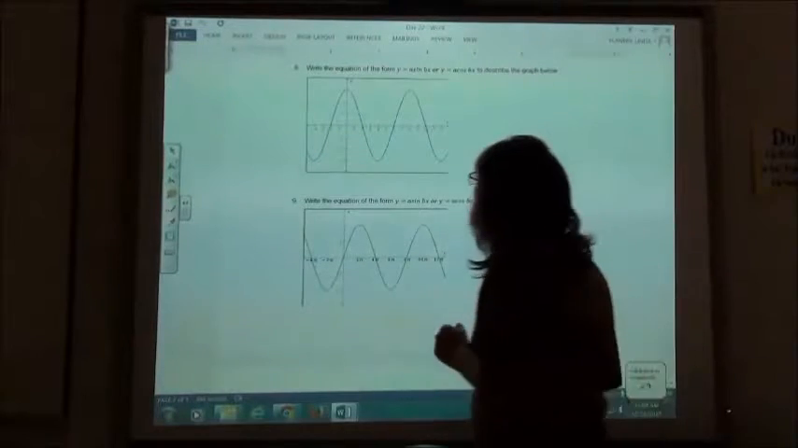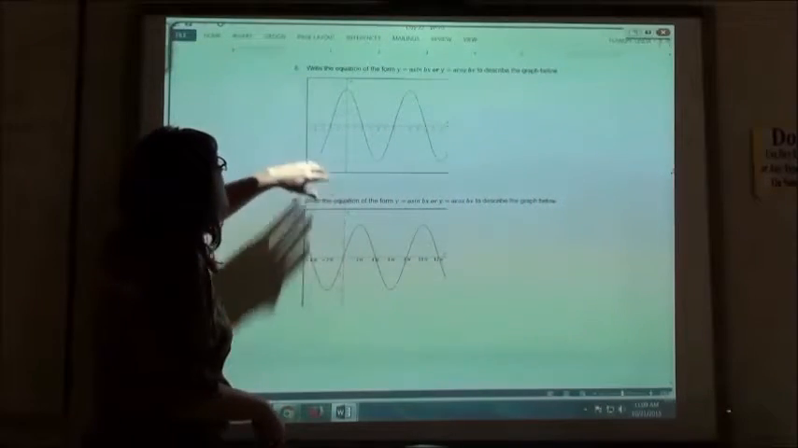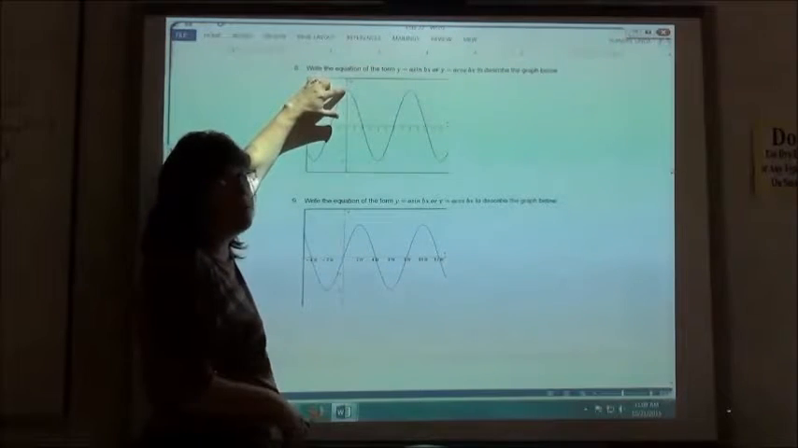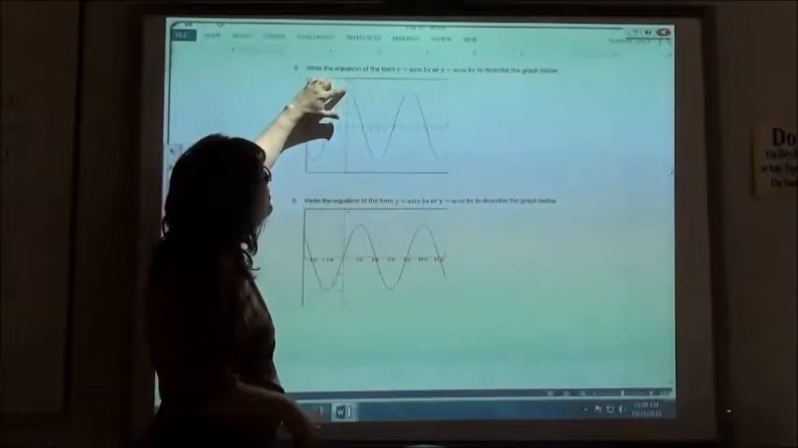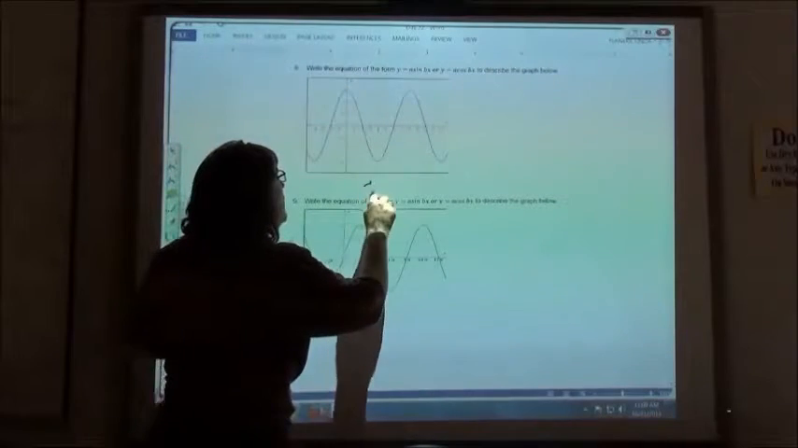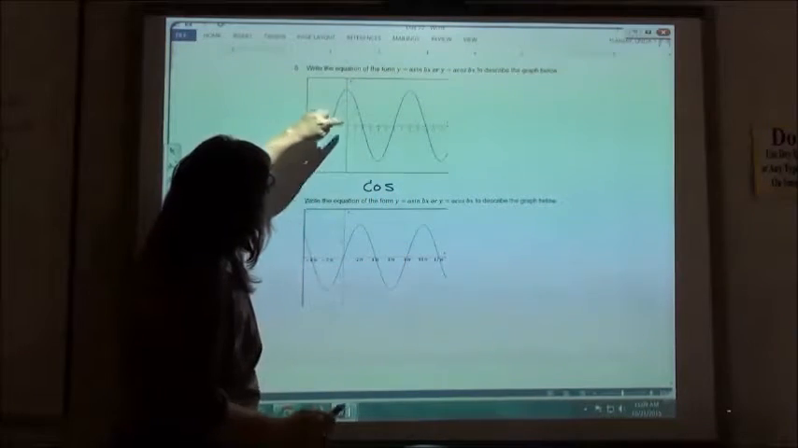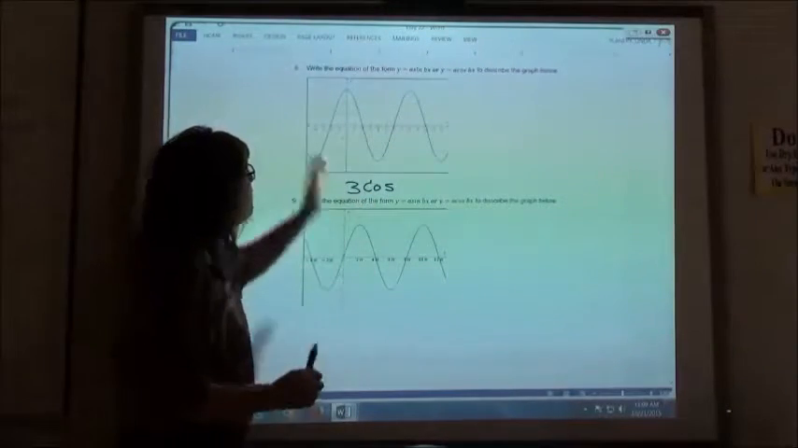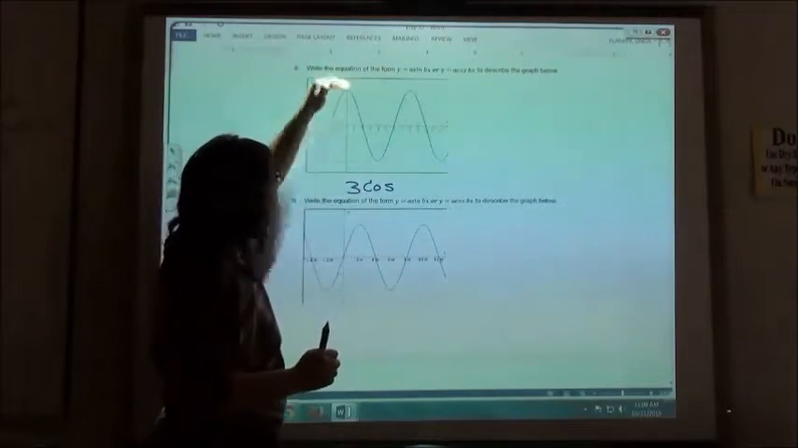Number 8, if I'm looking at that one, again, we don't have any phase shifts left, so I'm seeing that it starts up here at +3. So since it starts up here, it's going to be the cosine curve. And so I know I'm going to do the cosine. My amplitude is 3 and it's positive. Amplitudes are always positive, but I go up first.